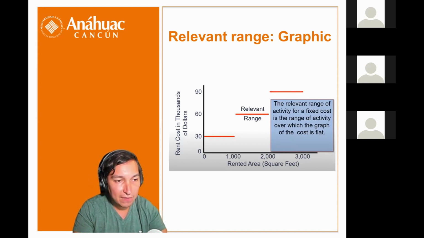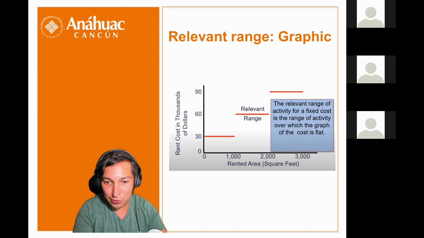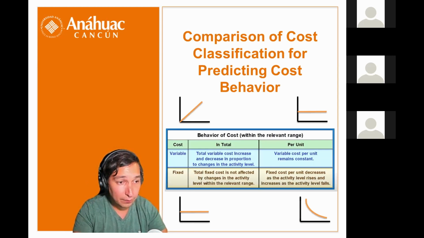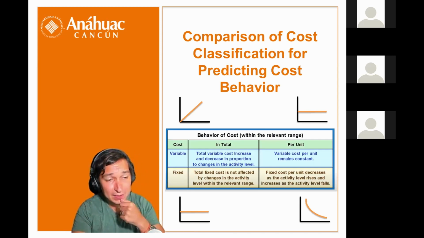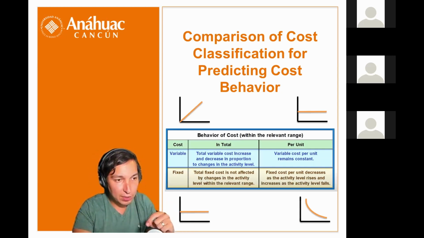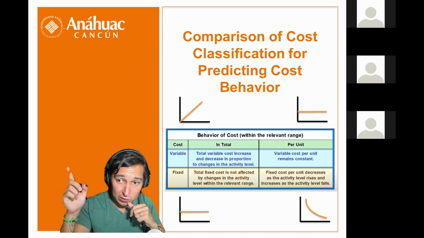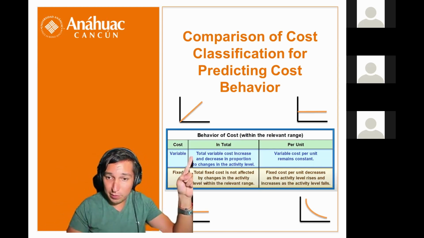So the relevant range of activity for a fixed cost is the range of activity over which the graph of the cost is flat. Speaking of graphs, this is what I wanted to show you, and I think it will make it a little bit clearer. If we look at variable costs and fixed costs, and we talk about variable cost in total and variable cost per unit, look at the headers: cost in total and cost per unit.